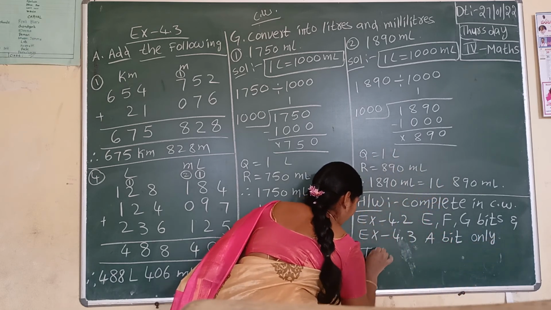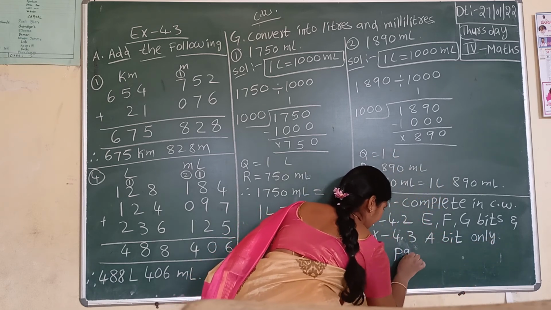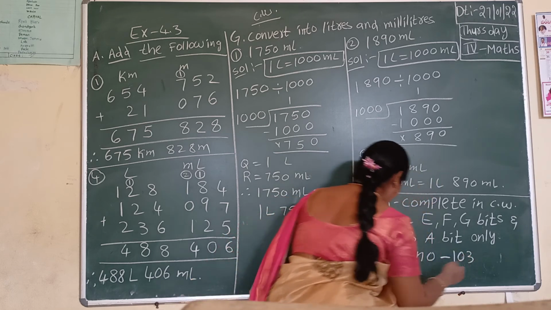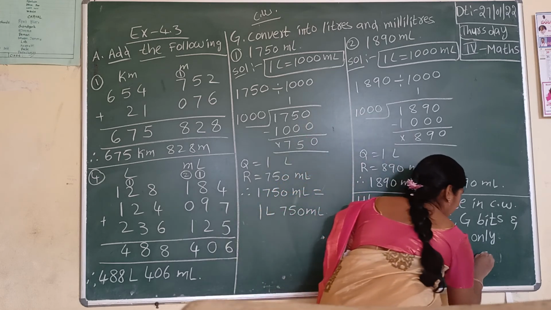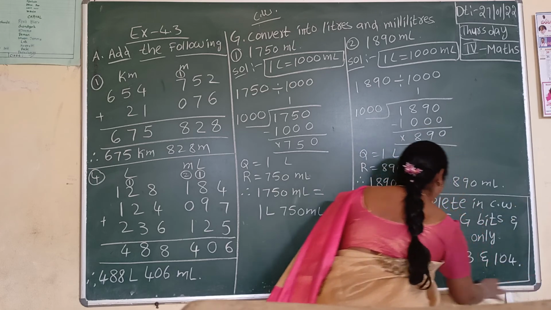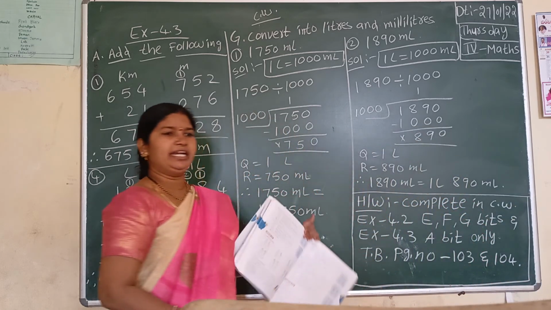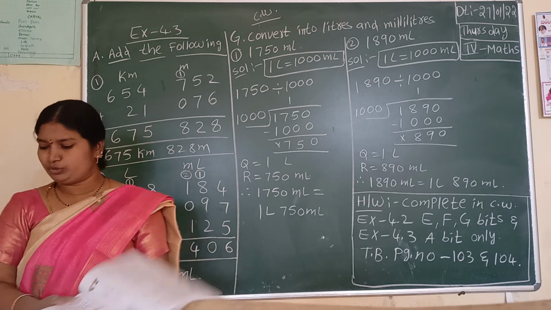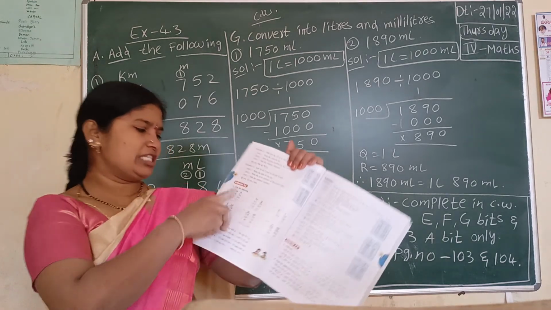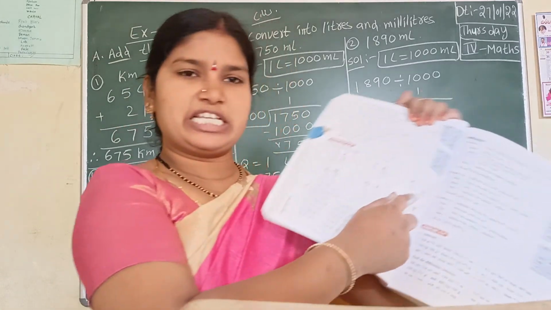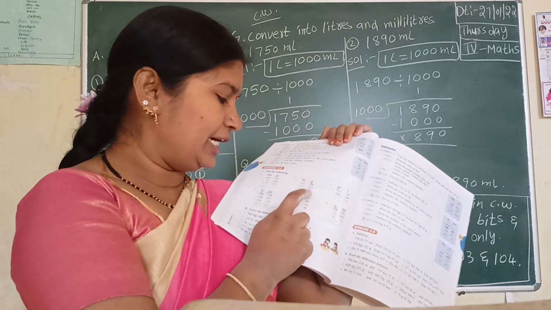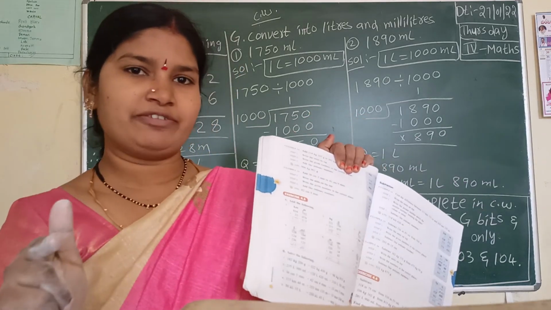What is your textbook page number? 103. Textbook page numbers 103 and 104. It is your homework. Okay. I already explained each and every bit, 2, 2, 3, 3 problems. Remaining you have 2 and 3 problems only. Exercise 4.3, you have a total of 6 problems. I explained the first and the fourth. You have to complete 2, 3 and 5, 6 in your class work only.